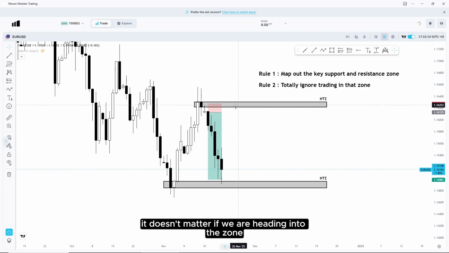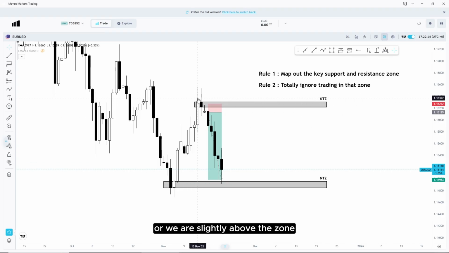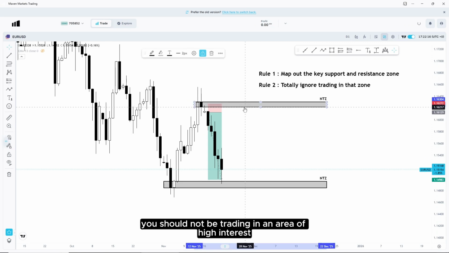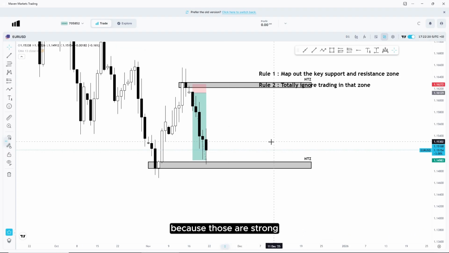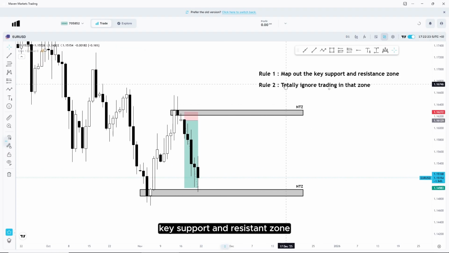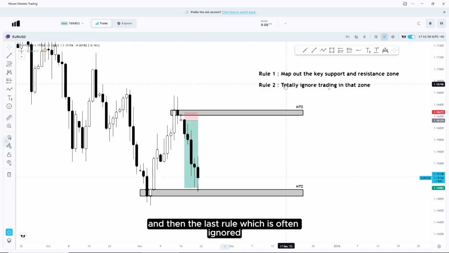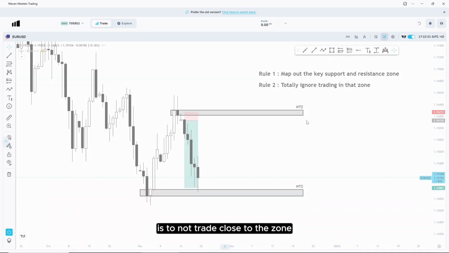It doesn't matter if we are heading into the zone or we are slightly above the zone. You should not be trading in an area of high interest, because those are strong key support and resistance zones. And then the last rule, which is often ignored, is to not trade close to the zone.